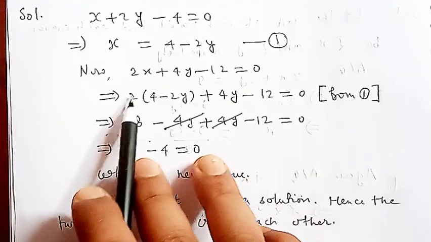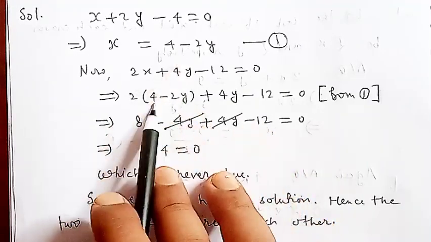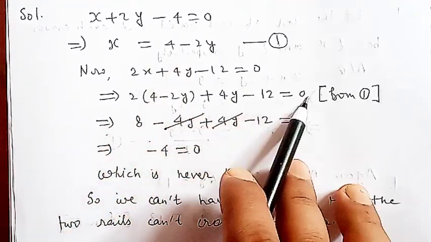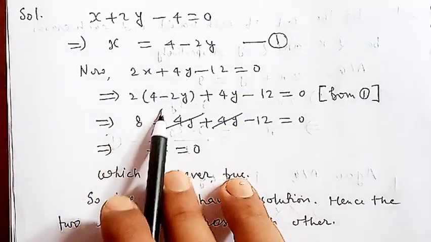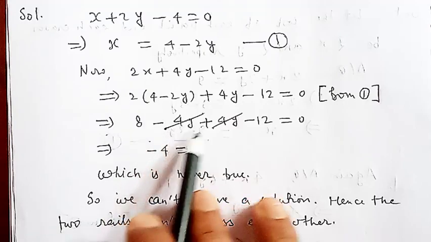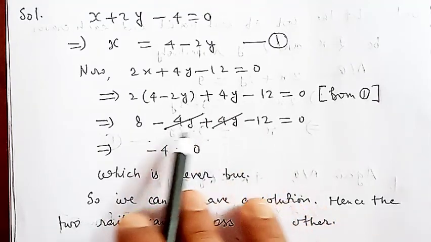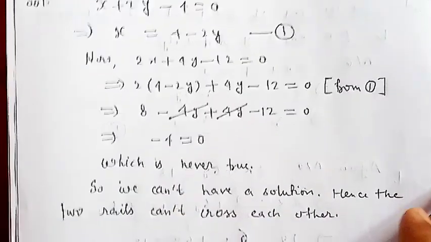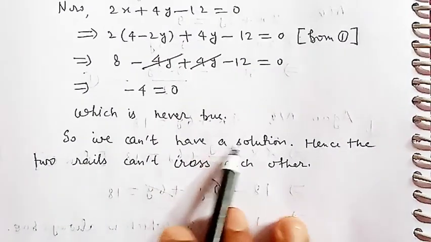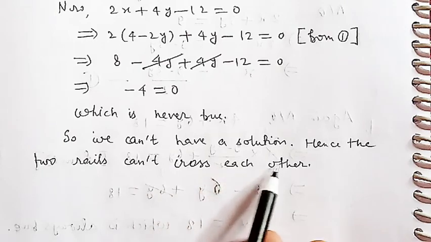Now 2x plus 4y minus 12 is equal to 0. This implies that taking the value of x from equation 1, 2 into 4 minus 2y plus 4y minus 12 is equal to 0. This implies that 8 minus 4y plus 4y minus 12 is equal to 0. Minus 4y and plus 4y cancel, so we get minus 4 is equal to 0, which is never true. So we can't have a solution. Hence the two rails cannot cross each other.